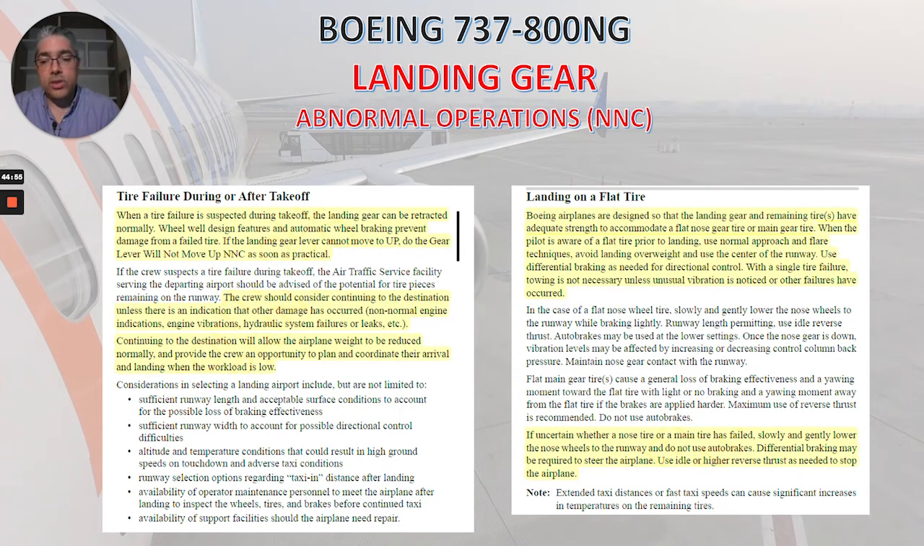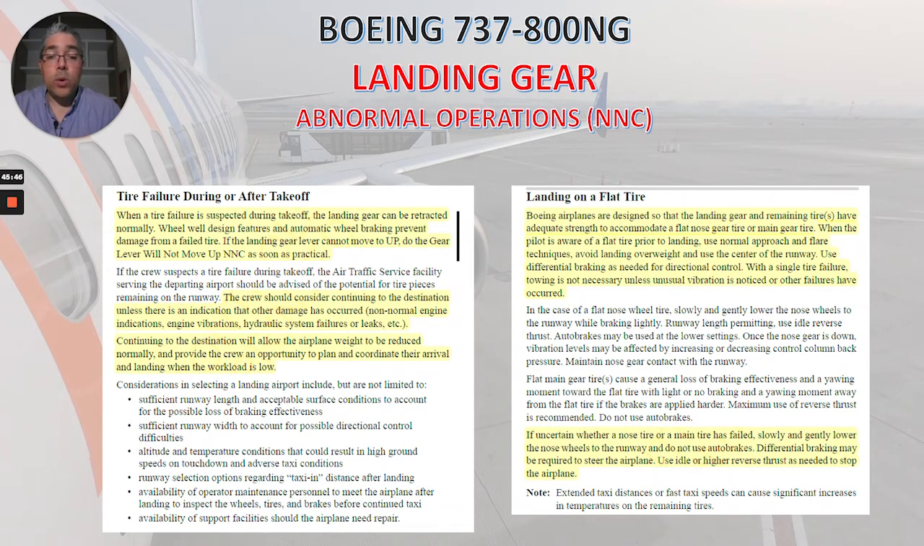Non-normal engine indications, engine vibrations, hydraulic system failures, or leaks. Continuing to the destination will allow the airplane weight to be reduced normally and provide the crew an opportunity to plan and coordinate their arrival and landing when the workload is low. Landing on a flat tire. Boeing airplanes are designed so that the landing gear and remaining tires have adequate strength to accommodate a flat nose gear tire or main gear tire.